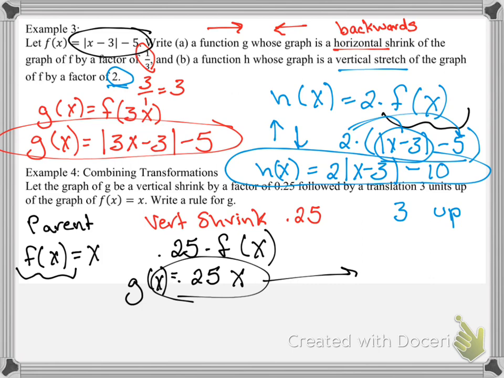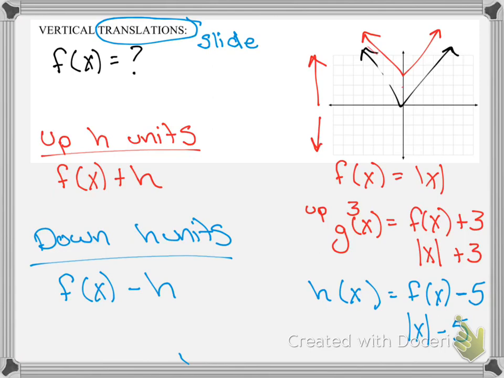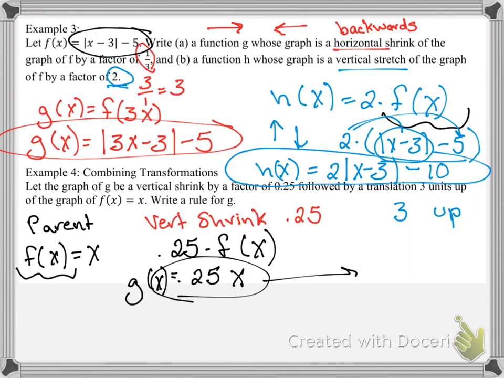So now we want to shift this guy up 3. If we don't remember, we can look back in our notes. If I want to shift up 3, I just add 3 onto the end. So I want to take my g of x and move it up 3. So now I put my g of x in there, which is 0.25x.